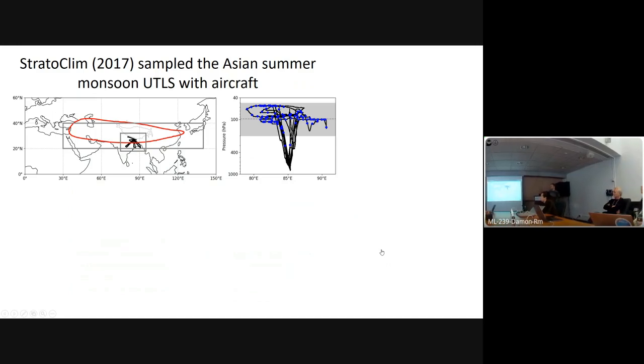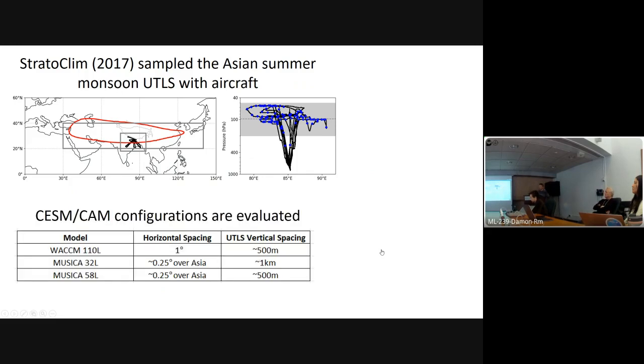And with that in mind, the 2017 StratoClim campaign was held in a base of Kathmandu, Nepal, and you can see the flight tracks here and how that fits into the larger body of the Asian monsoon. On the left is just a map plot, and on the right is the vertical distribution. So you can see that the UTLS layer was sampled pretty well there. The gray boxes on the left are model domain choices that I use later on, so I can reference that again if there's any confusion.